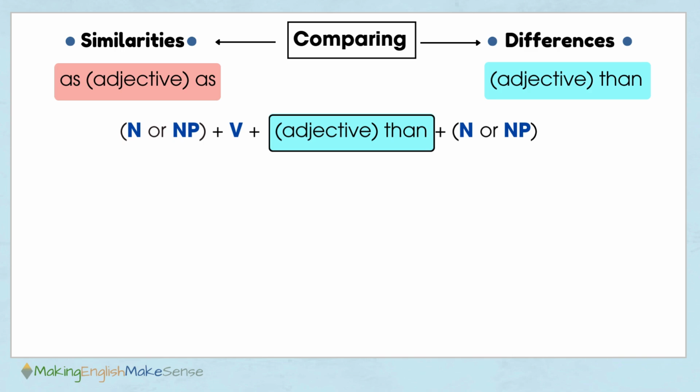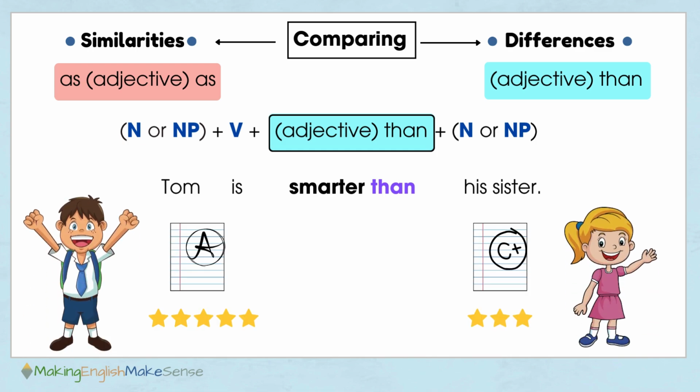I'll use the same sentence structure as previous examples, but this time I'll use the comparative construction instead. For example, Tom is smarter than his sister. This sentence compares the intelligence level between 2 people, but unlike the previous example, they are not equal this time. Tom's intelligence is greater than his sister's.